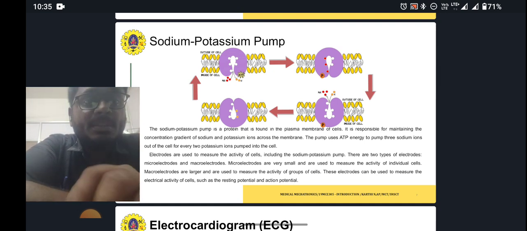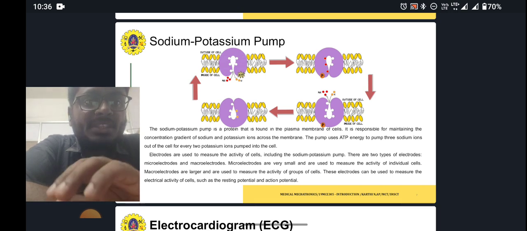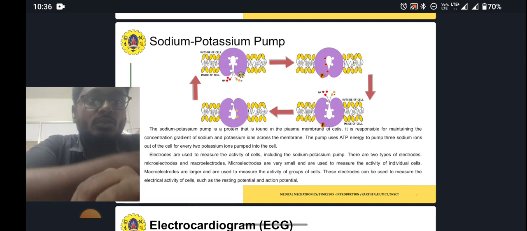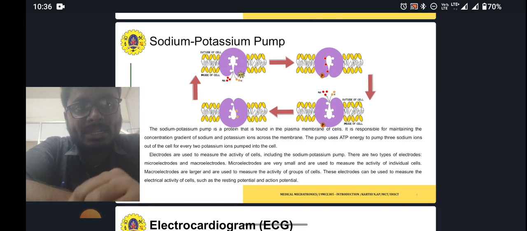The sodium potassium pump is a protein that is found in the plasma membrane of the cells. It is responsible for maintaining the concentration gradient of sodium and potassium ions across the membrane. The pump uses ATP energy to pump 3 sodium ions out of the cells for every 2 potassium ions pumped into the cells. Electrodes are used to measure the activity of the cells, including the sodium potassium pump.